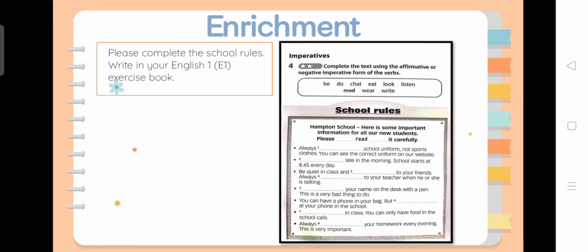For the enrichment part, complete the school rules, write in your English 1 or E1 exercise book. Don't worry, I will provide this exercise for you to download and print out. Then you can paste it in your exercise book.